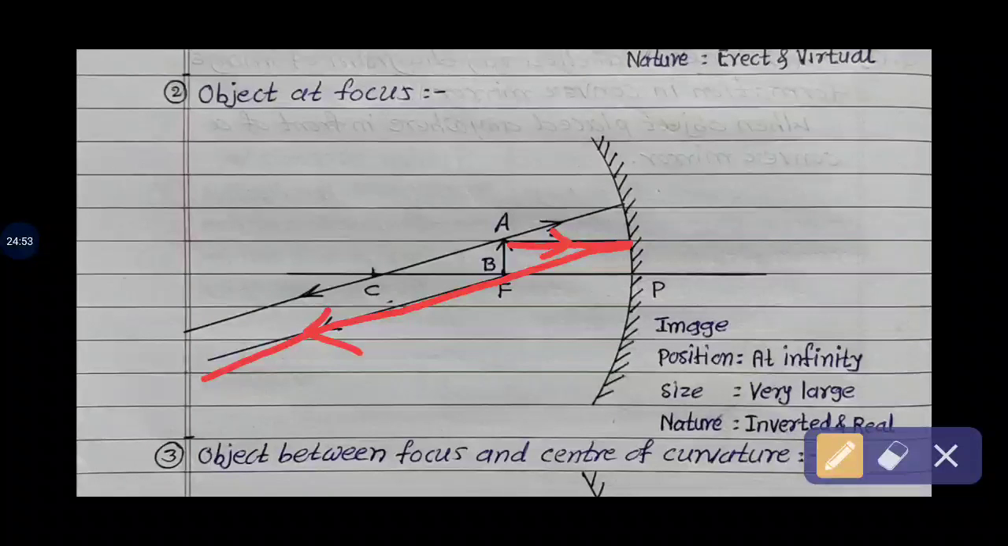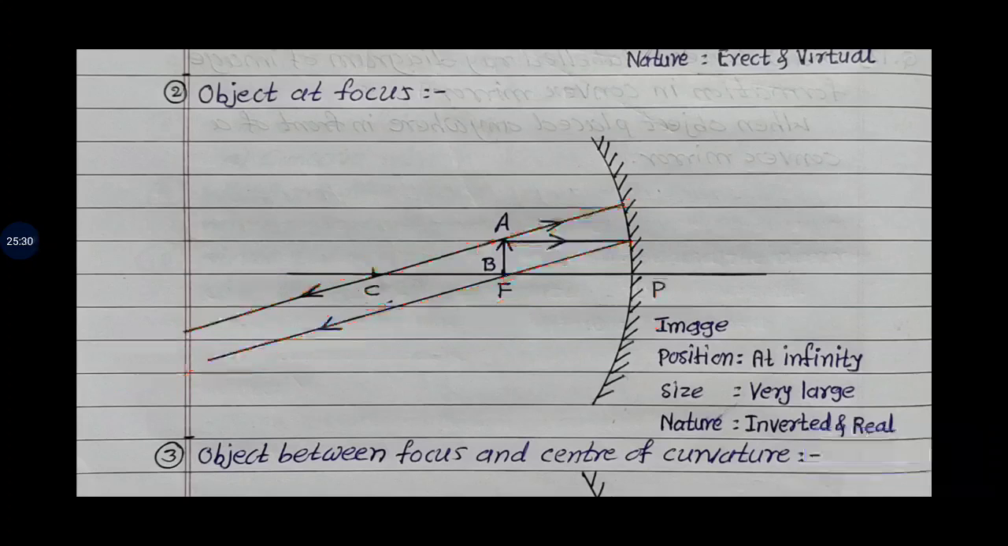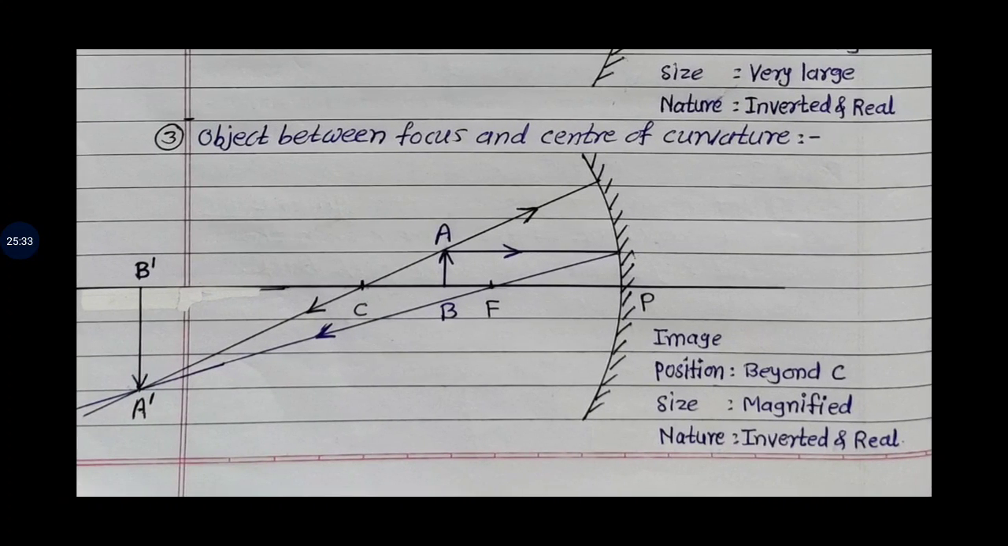You draw one principal axis, from the point P take a point C, the center of curvature, at 6 centimeter, and at half distance, 3 centimeter, plot the point F, that is the principal focus. This is a very basic concept. And the second incident ray is passing through the center of curvature. So A and C are directly joined in a straight line. Incident ray and reflected ray are in opposite manner. So reflected rays are parallel to each other. So where is the image formed? At infinity. Size very large and nature inverted and real. Clear? Next.